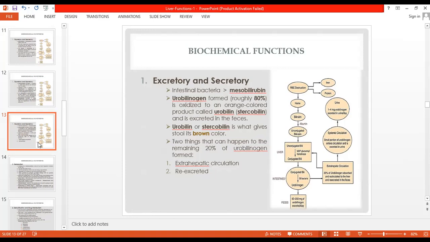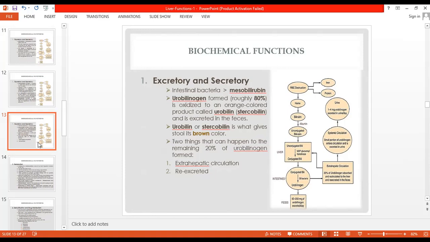There are two things that can happen to the remaining 20% of urobilinogen formed. The majority will be absorbed by enterohepatic circulation to be recycled through the liver and re-excreted. The other very small quantity left will enter systemic circulation and will subsequently be filtered by the kidney and excreted in the urine. Approximately 200 to 300 milligrams of bilirubin is produced per day.